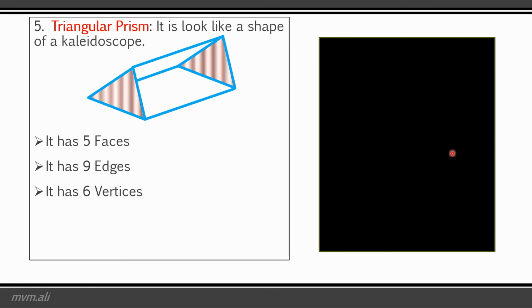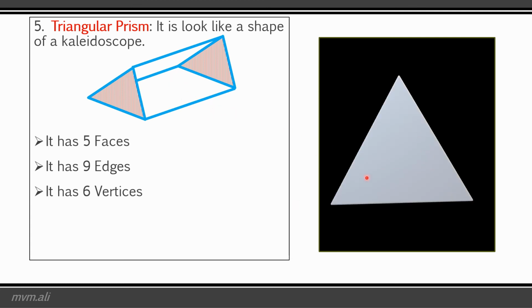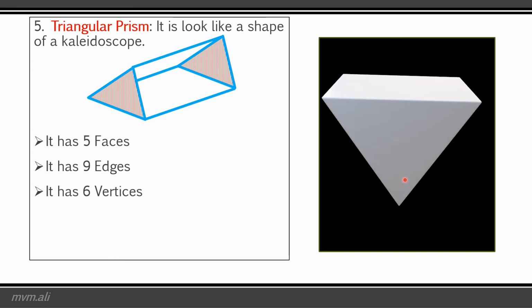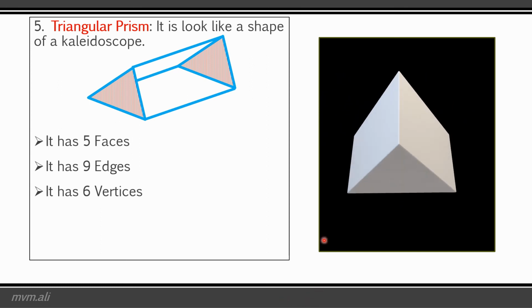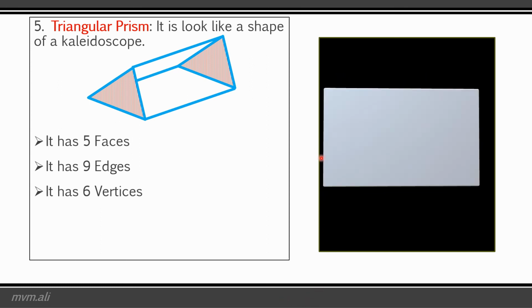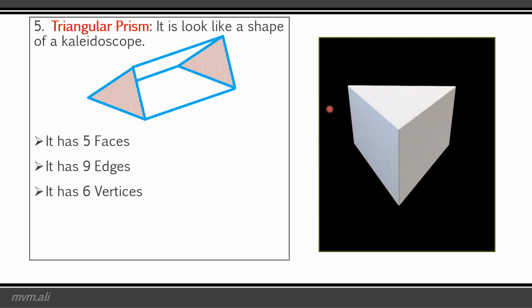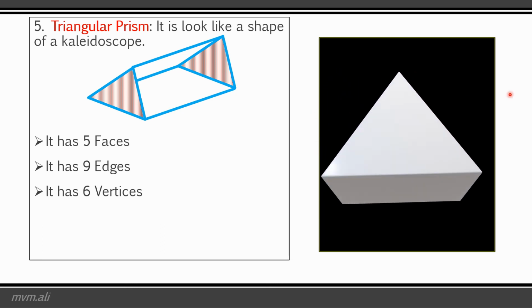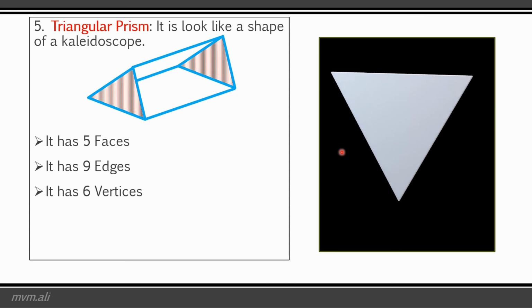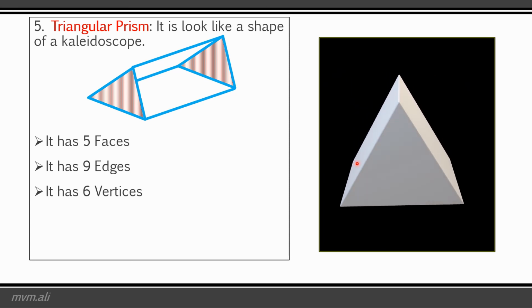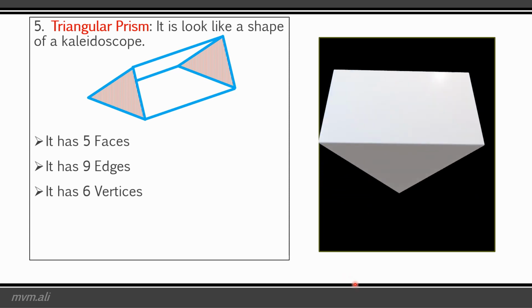Here I will show a 3D simulation of the triangular prism. This is a 3-dimensional structure of the prism. 2 triangles are the first one and second one. These are the 2 base surfaces. And look at the other faces. This is a rectangle and these 2 are also rectangles. That means total 3 rectangular faces and 2 triangular faces. And these triangular faces are known as bases.